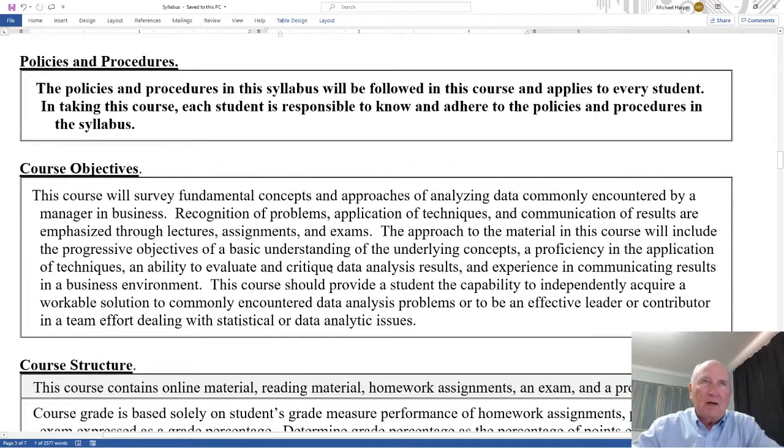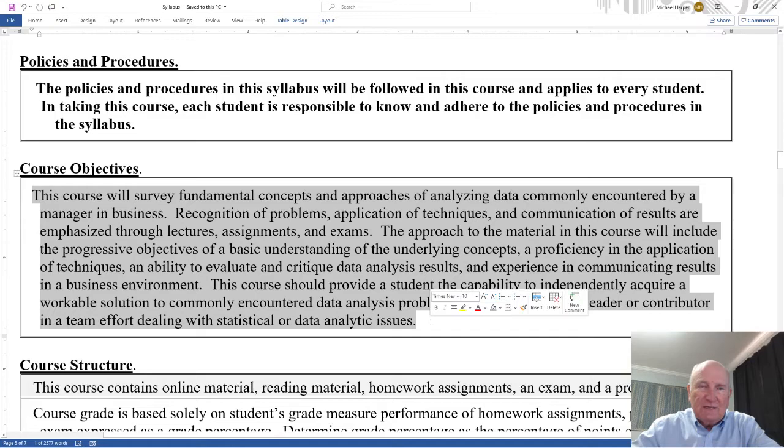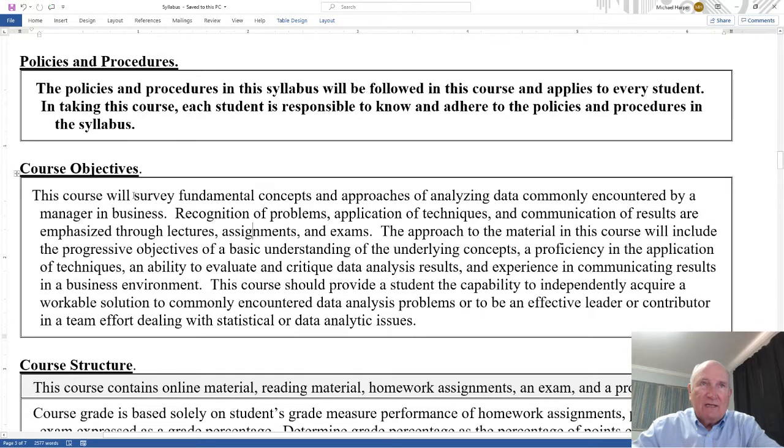Okay. Policies and procedures. This right here represents my objectives for this course. It's a survey course of fundamental concepts and approaches. There are 3 things I'm going to focus on: recognizing the problems, application of techniques, and communication of results. These 3 emphases are key in business. Before you can work a problem, you must recognize what kind of problem it is. And in some cases, I'll focus on that more than others.